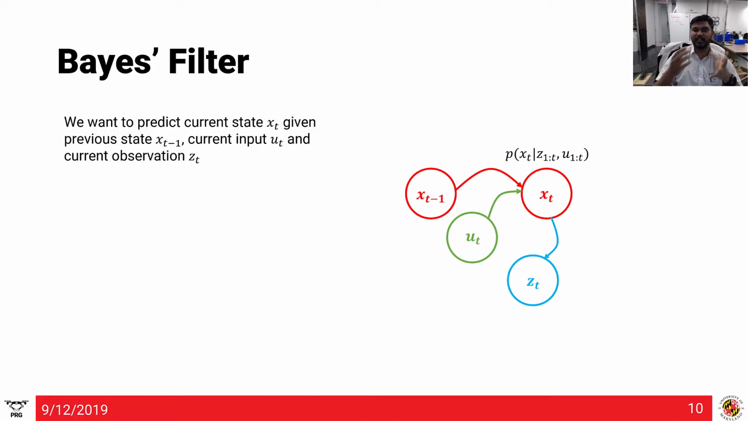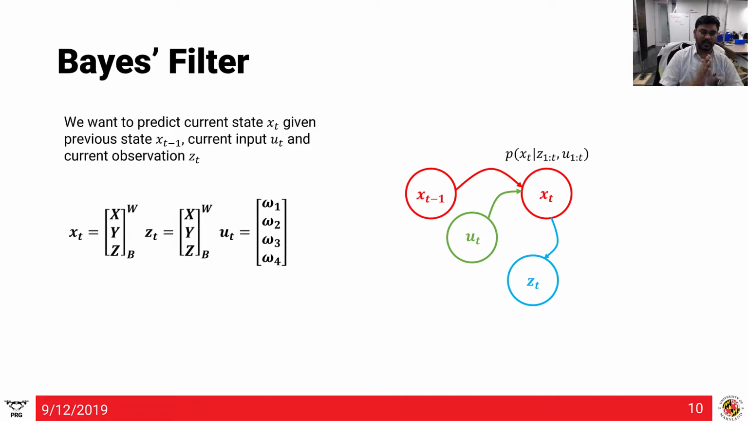So essentially what this entails in the probability or the Bayesian sense is that we want to find out, or maximize, the probability of the state xt given all my observations till the current observation and all my previous states and all my previous inputs, right?